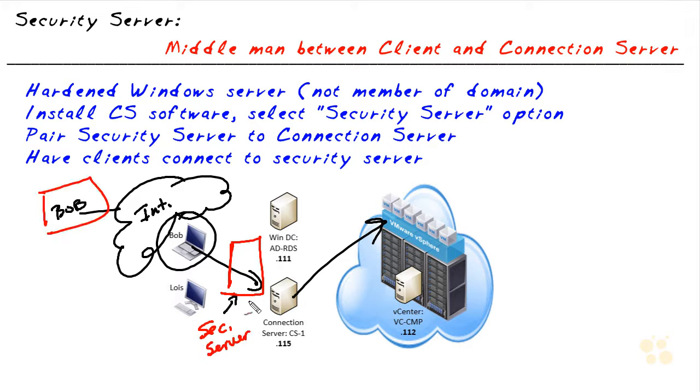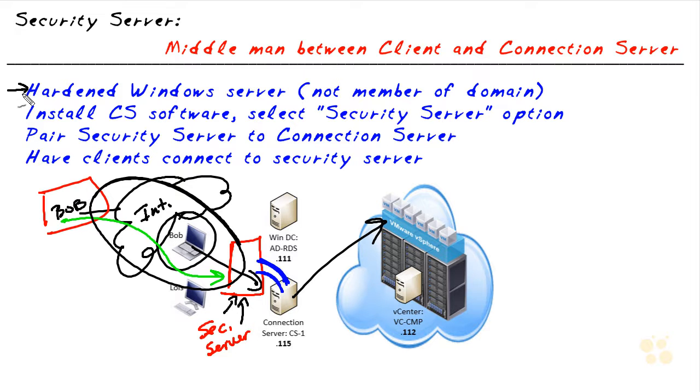And with the security server in place, our clients would then connect to the security server, and then in turn, our security server would have a secure channel between itself and the connection server, and that would allow us to protect all of the communications from our clients who are connecting to us over the internet by injecting this additional security server.